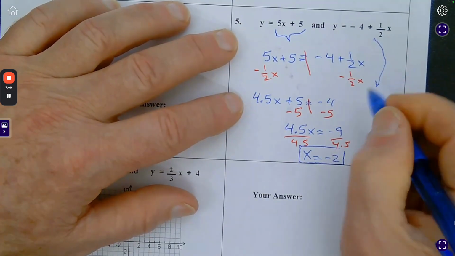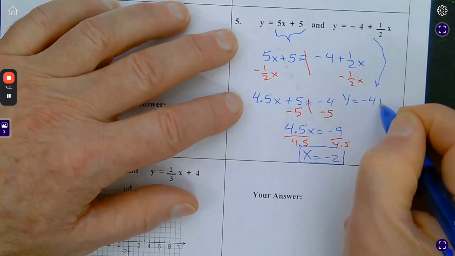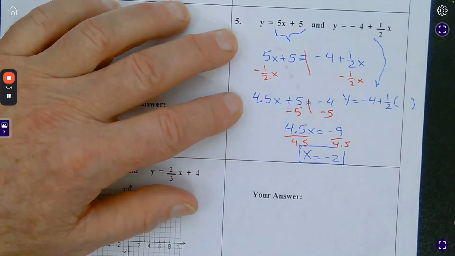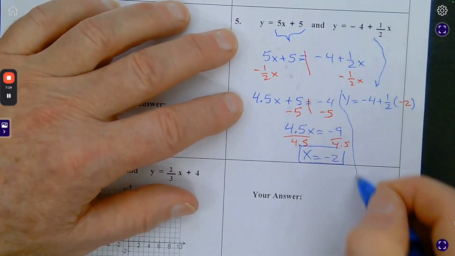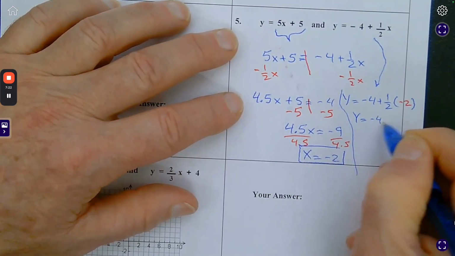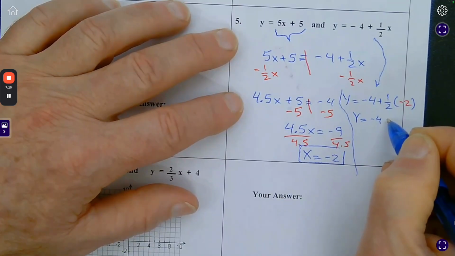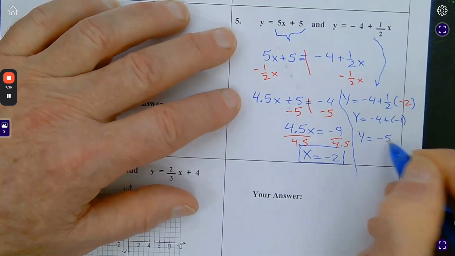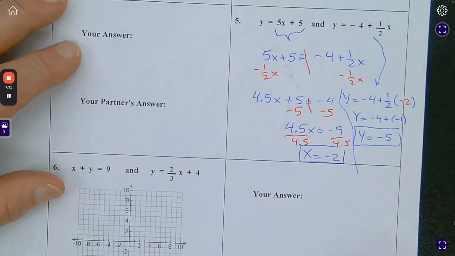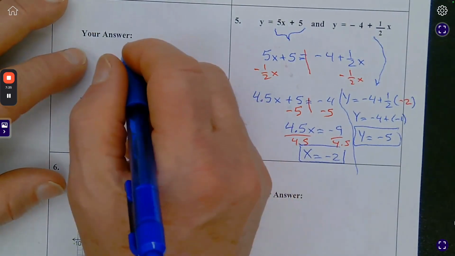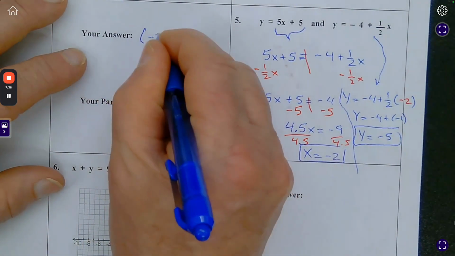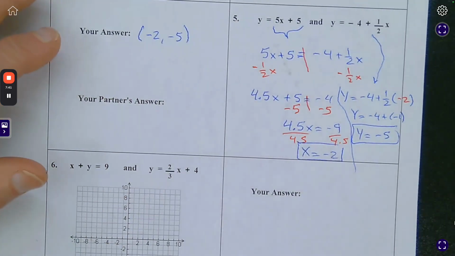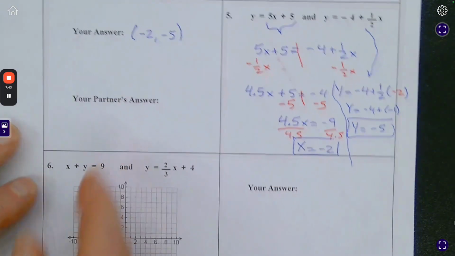Okay, now I'm going to go over here. I'm going to find that y. I'm going to put a negative 2 in right there. Okay, so now I got y equals negative 4 minus 2. Sorry, plus a negative 1. And that's negative 5. So my ordered pair is negative 2 comma negative 5. And that works. That's what my partner got. Okay, good job, partner. I'll put their answer there if I was working with a partner, but my partner's imaginary.